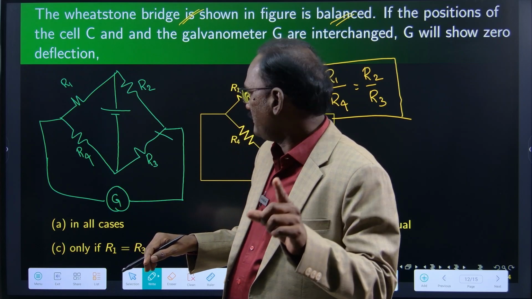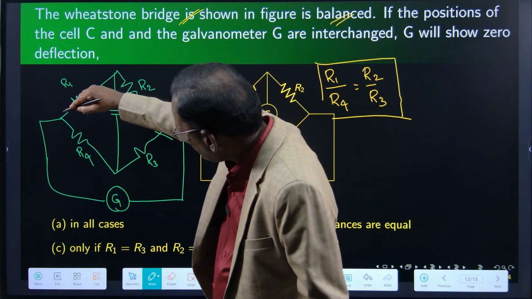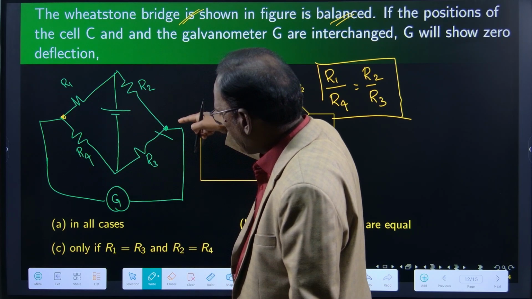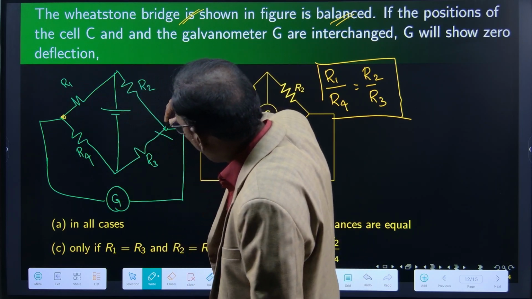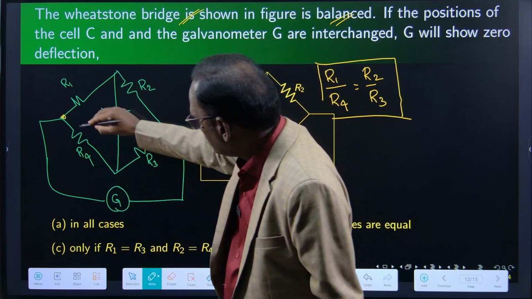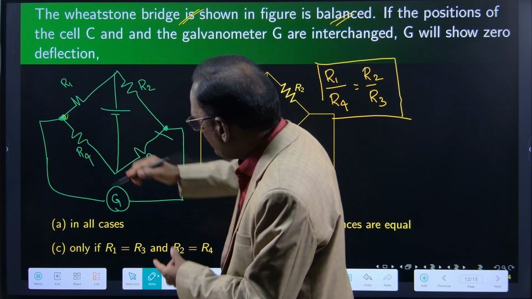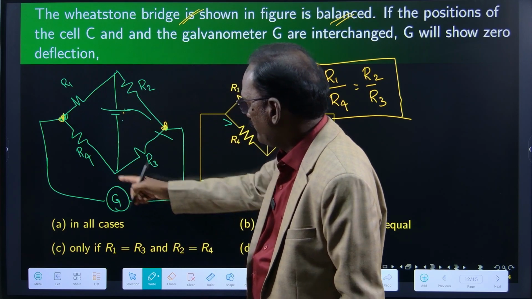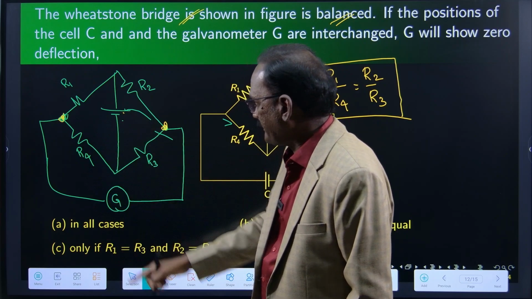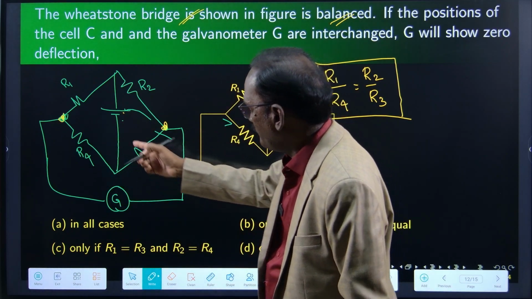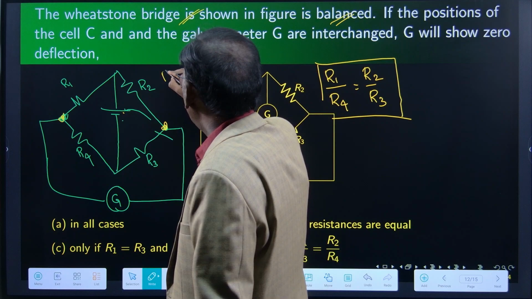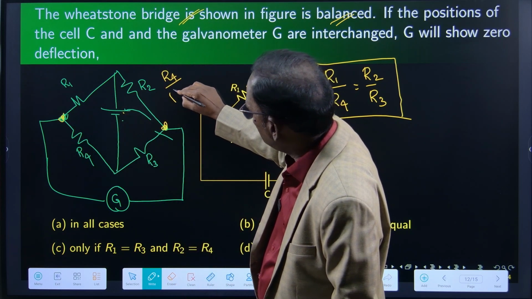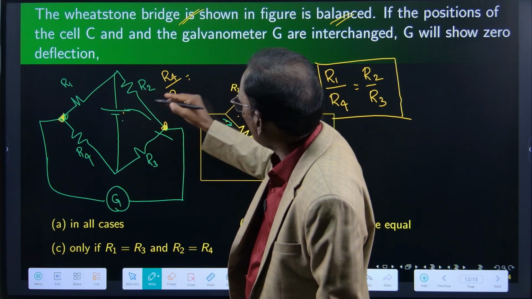For the balanced condition, we will look for the potential so that the galvanometer carries no current. That means these 2 points must have the same potential, because this is the place where the galvanometer is connected. So for this arrangement, we write R4 by R3 is equal to R1 by R2.